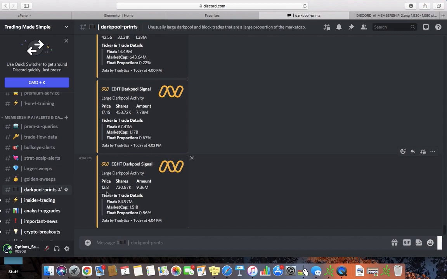12.8 is the price that they bought this to. Now this is yellow, and because they're dark pools, they don't give you an identifier whether this is supposed to be a call or a put, because it's under the color of darkness. You have to look at a chart basically and determine that.